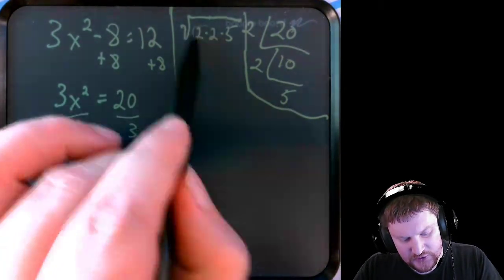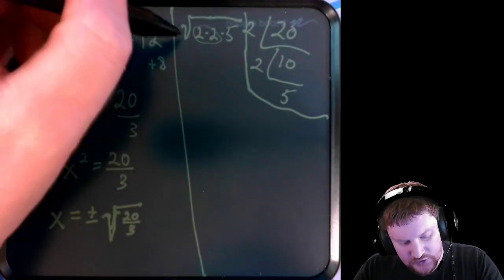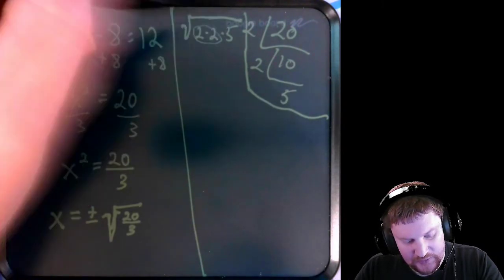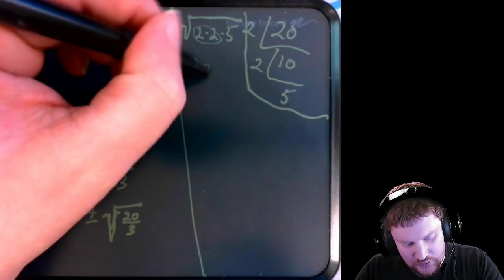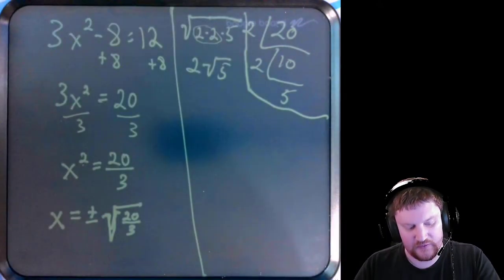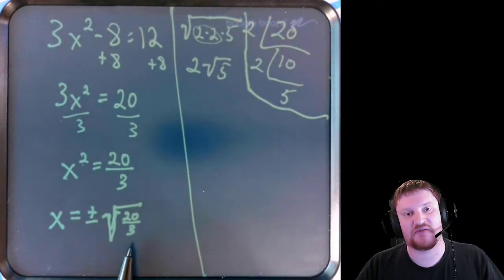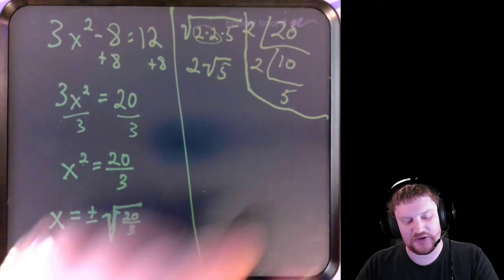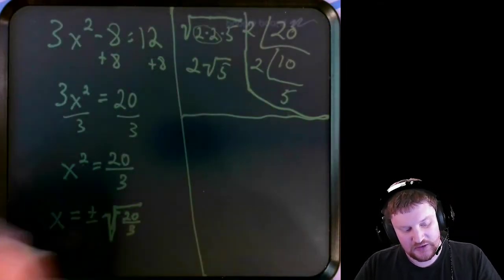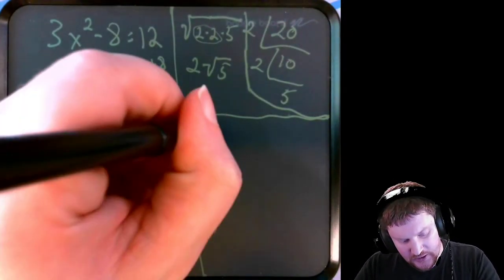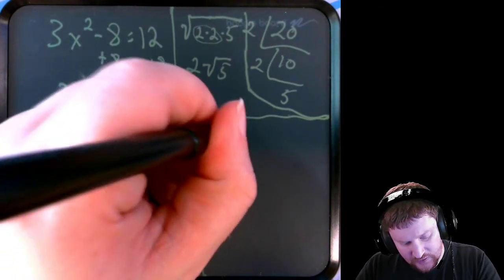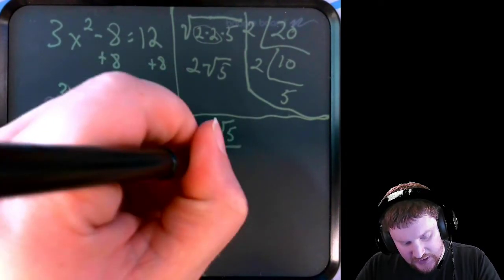We have a pair of 2's, so one of them gets out. So square root of 2 times 2 times 5 is the same as saying 2 times the square root of 5. Now in the denominator, we just have the square root of 3. And we can't do anything with that, so we're just going to leave that. So we're going to have on the numerator 2 times the square root of 5 divided by the square root of 3.